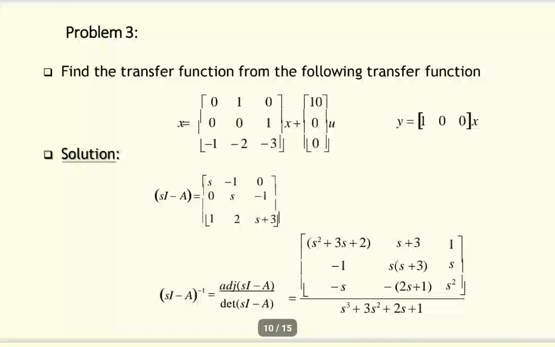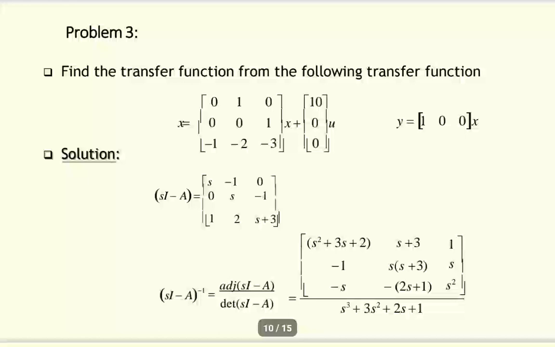Okay. Now find the transfer function from the following state model. We are given x dot = [0 1 0; 0 0 1; -2 -1 -2 -3] x, with the input matrix B = [10 0 0] u, and y = C x where C = [1 0 0]. So our first job is to evaluate sI - A. I should be 3-dimensional because A is of dimension 3. So sI - A will be [s -1 0; 0 s -1; 1 2 s+3].